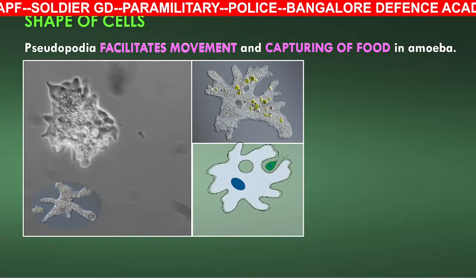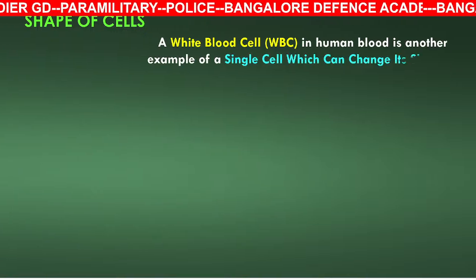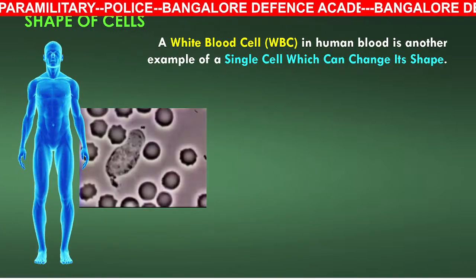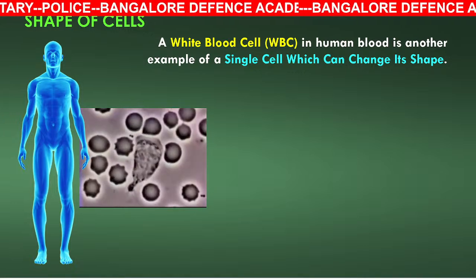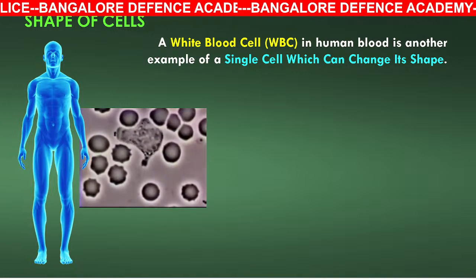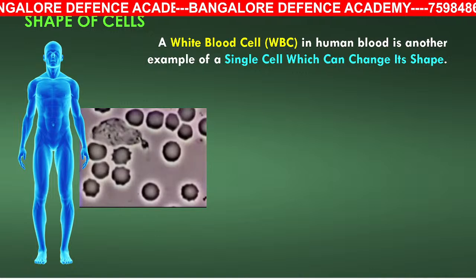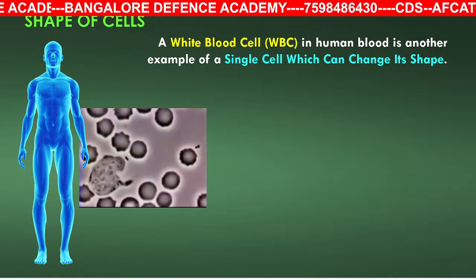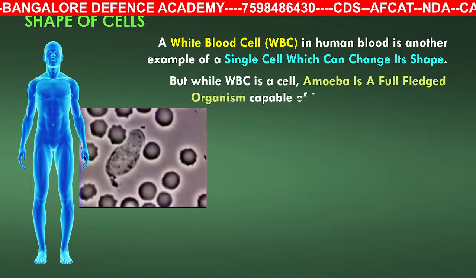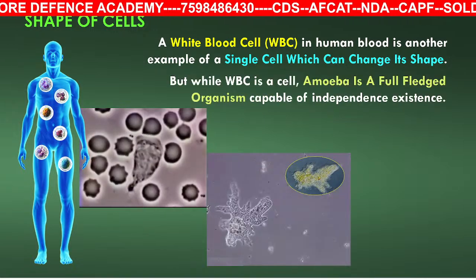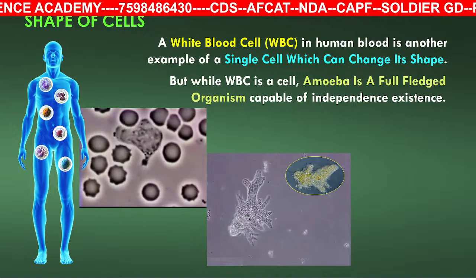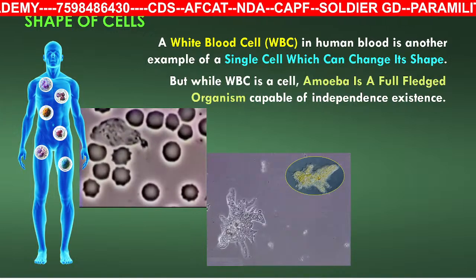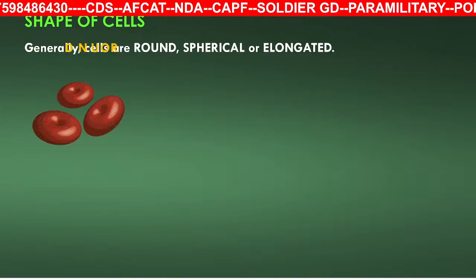They clear? Okay, next. A white blood cell in human blood is another example of a single cell which can change its shape. So in blood we have WBC and RBC. What is WBC? White blood cell. And what is RBC? Red blood cells. But while WBC is a cell, amoeba is a full-fledged organism capable of independent existence. So this is the difference that you need to know.